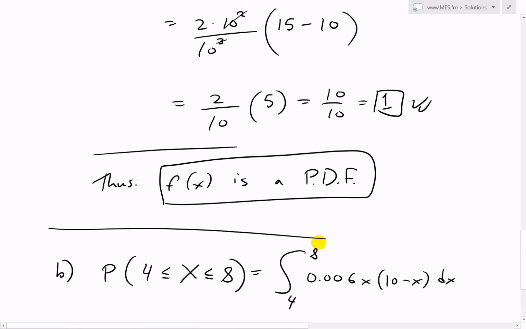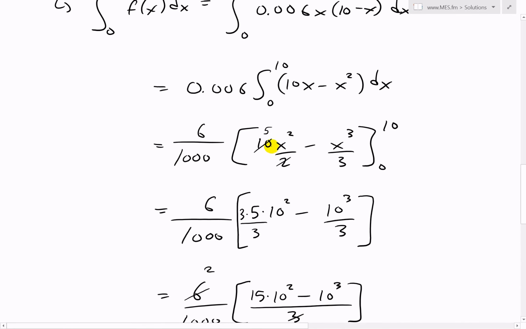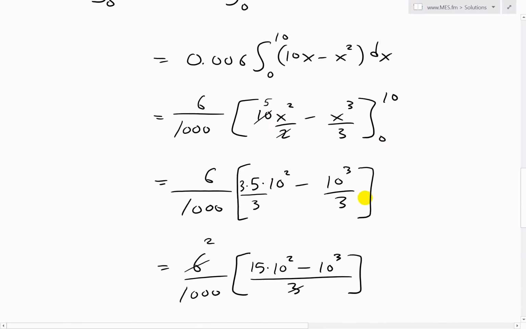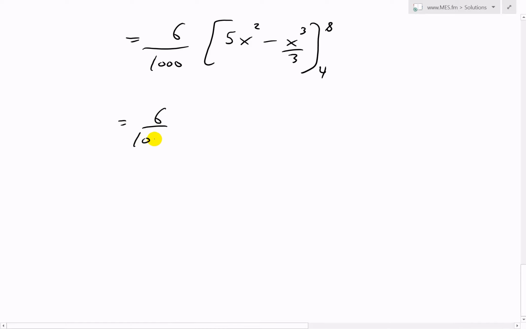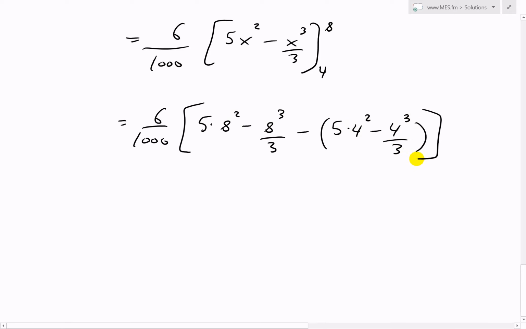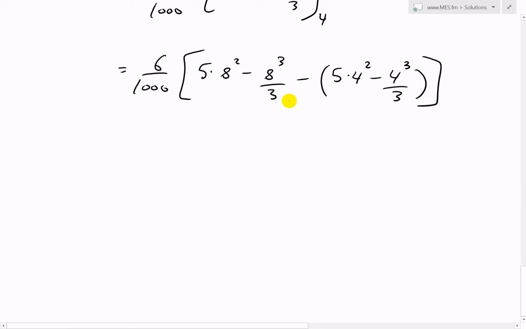Again, this is exactly where we left off here. So this is where we got this 5 from, and then instead of 0 to 10, we have 4 to 8. So now we evaluate this. This is going to be 6 over 1,000. Plug in the 8: 5 times 8 squared minus 8 cubed over 3, minus, now plug into 4: 5 times 4 squared minus 4 cubed over 3, like that. So what we could do here is look again at the common denominator of 3 and multiply this by 3, like that. This is a 5. And then I'm going to divide by 3, so we're not changing anything.